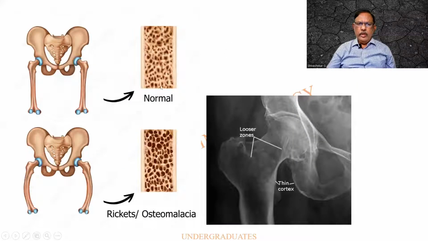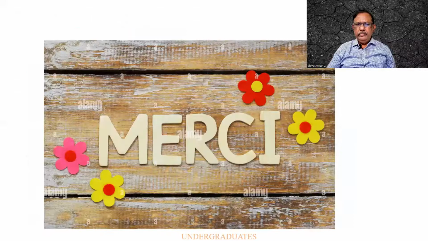So this is a normal bone, either in a child or an adult. You find that the porosity is increased in rickets or osteomalacia. And this is a wonderful X-ray that shows the Looser's zones leading to pathological fracture. And there is a thinning of the cortex, as well as decreased mineralization.